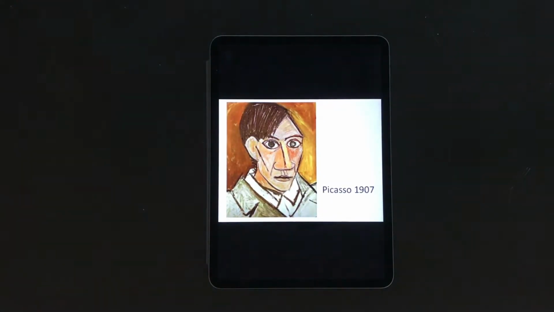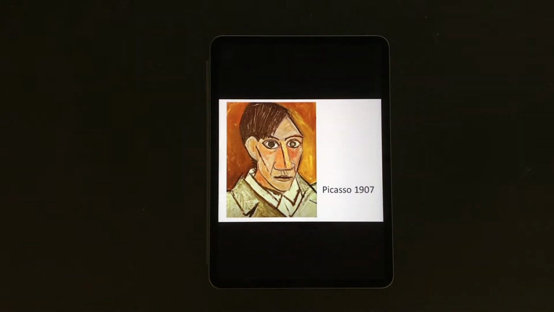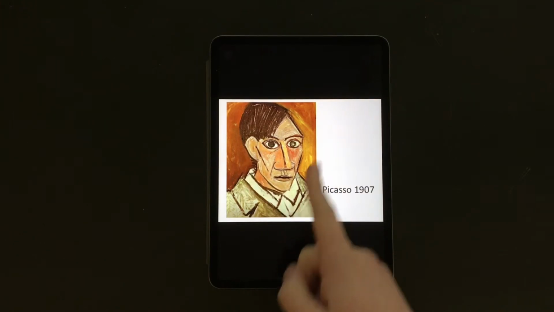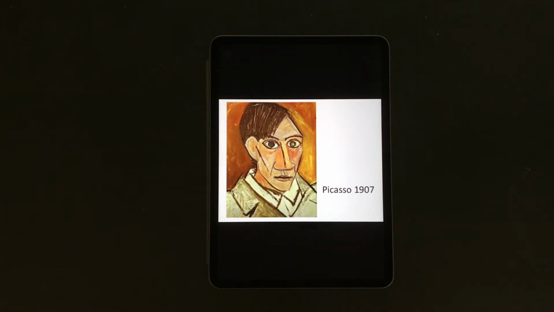Next, we have very famous painter Pablo Picasso. Now, his self-portrait shows a lot of dynamic lines. You can see a lot of straight lines going on. This creates a lot of interest in his self-portrait as well.